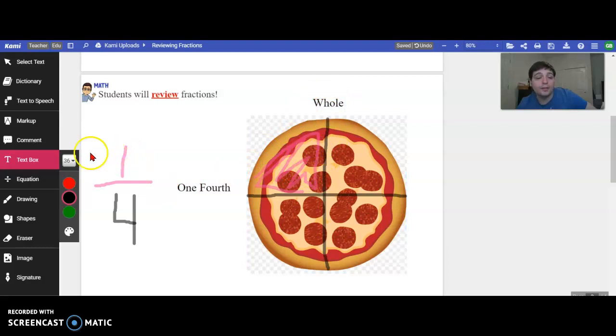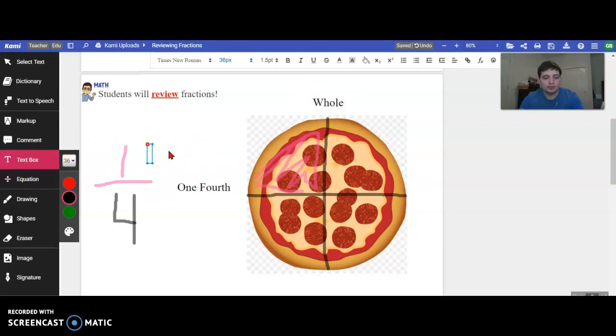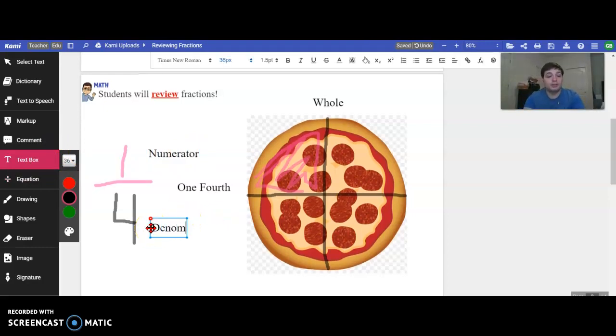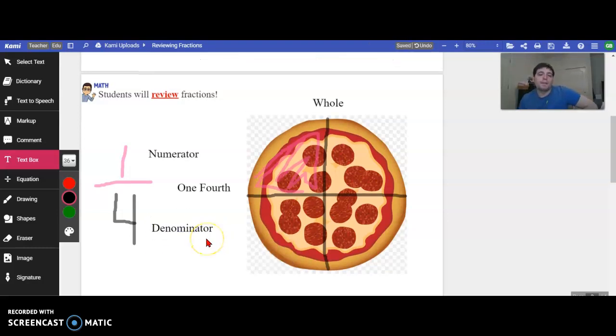The numerator, or this is called the numerator right here, I'll write it down. That tells me how many pieces I have selected, and my denominator. Denominator. There we go. That tells me how many pieces I have total. So my numerator is the number of pieces I've selected. My denominator tells me the number I have total. Okay? Let's give you an example to work on.